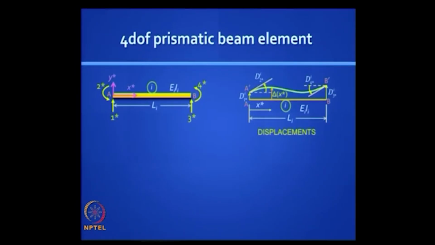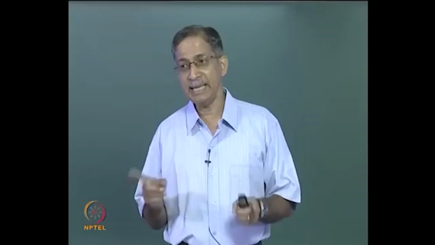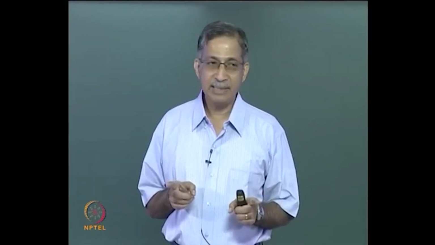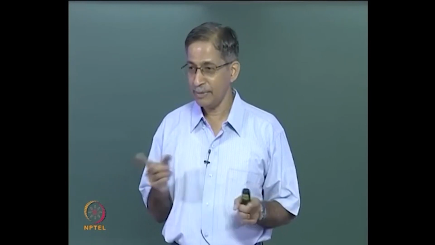You must realize that we have restricted the degrees of freedom only to the two ends of this element. Is that justified? If you take any location x star in that beam, that point inside that beam has a deflection delta x star. Can we write that delta x star in terms of d1 star, d2 star, d3 star and d4 star as shown? Only then are we justified in limiting the degrees of freedom to 4. Can we do this? How do we do it?